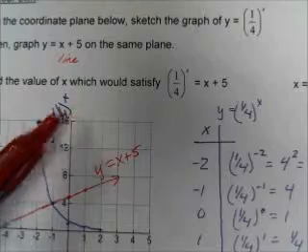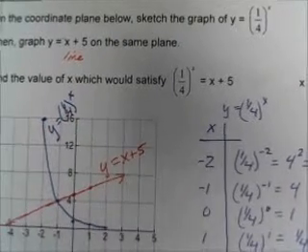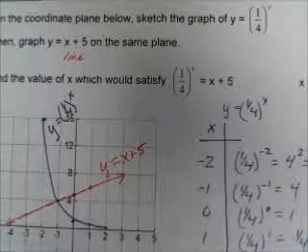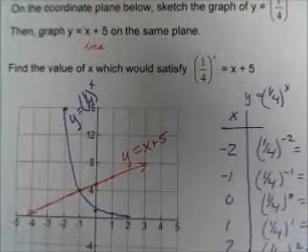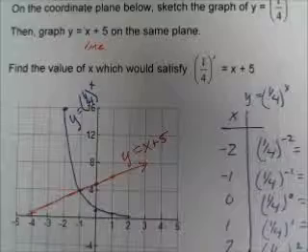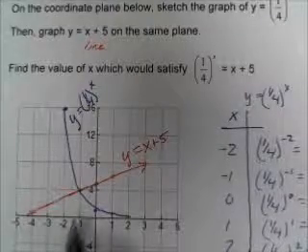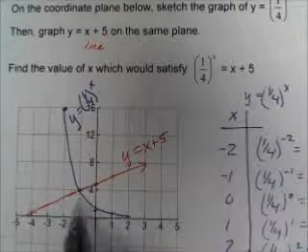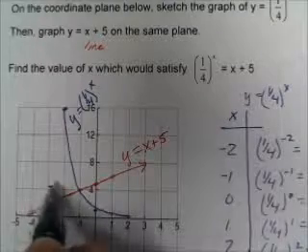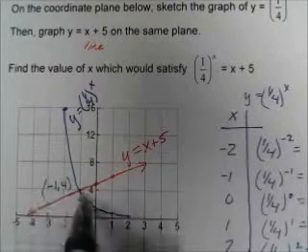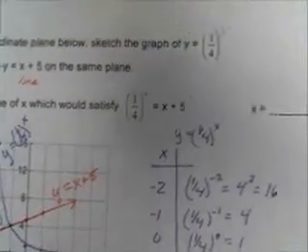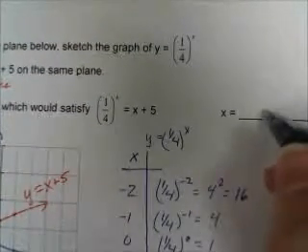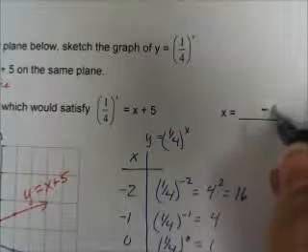Find the value of x which would satisfy 1/4 to the x equals x plus 5. Well, in other words, you're looking for the point of intersection. The point of intersection of these two graphs is -1, 4. That's the point of intersection. We want just the x value, which was -1. So the answer to this is -1.